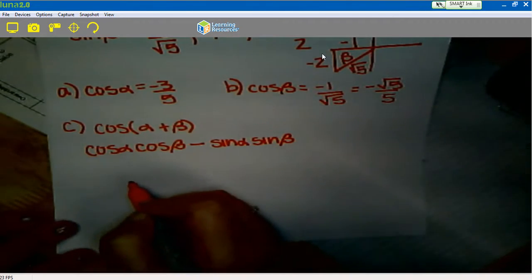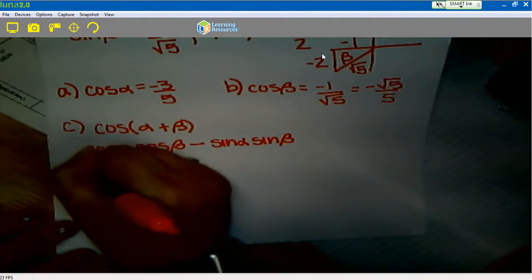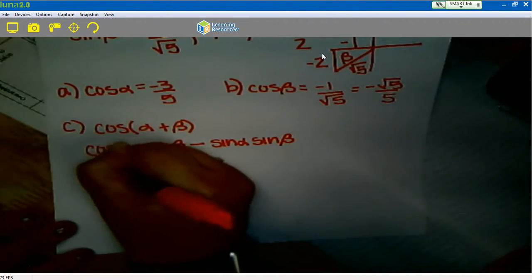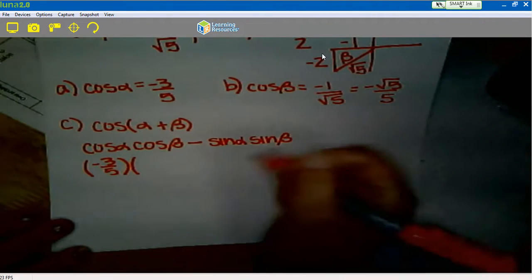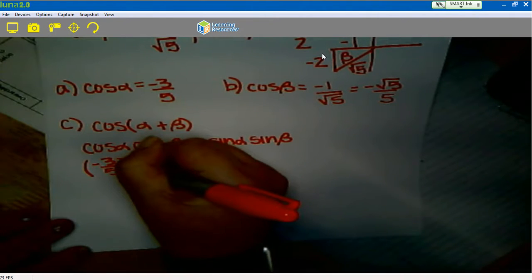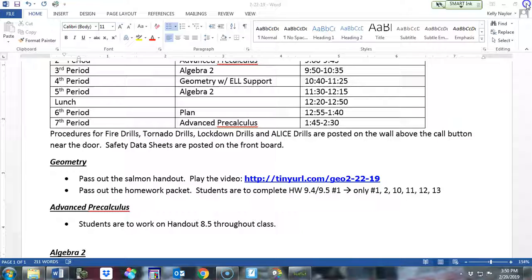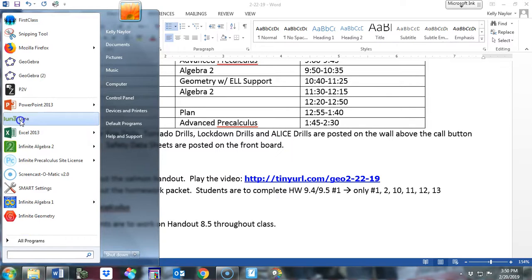So the cosine of alpha is -3/5. The cosine of beta is negative square root of 5 over 5. Minus the sine of alpha that was given.